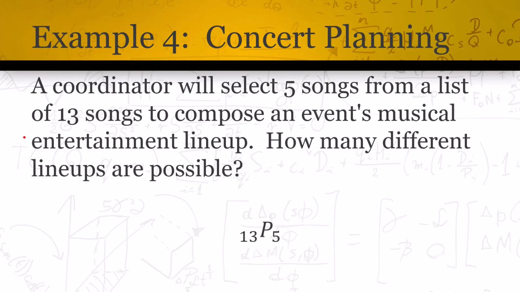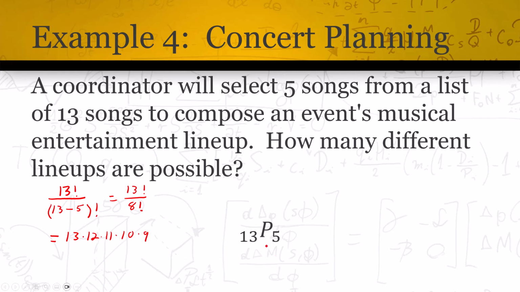What would that look like by hand? Well, that's going to be 13 factorial divided by 13 minus 5 factorial, which is going to be 13 factorial divided by 8 factorial. And if you actually expanded these and canceled, you would have 13 times 12 times 11 times 10 times 9, whatever that happens to be.